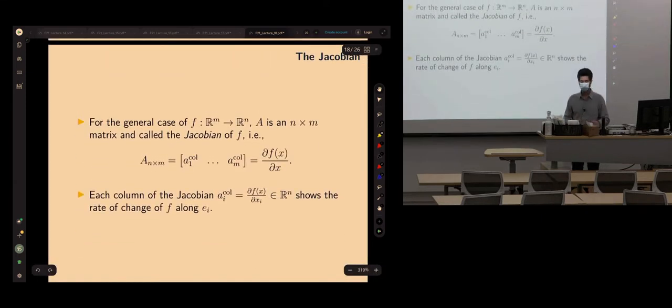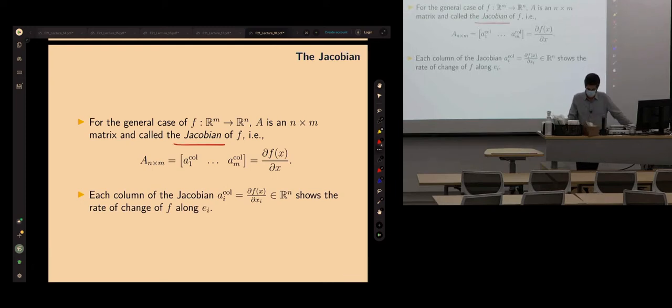In the general case, when F gives you multiple outputs, n outputs, you will have n rows and m columns. We call this matrix the Jacobian of F. So the Jacobian of F refers to the entire matrix.